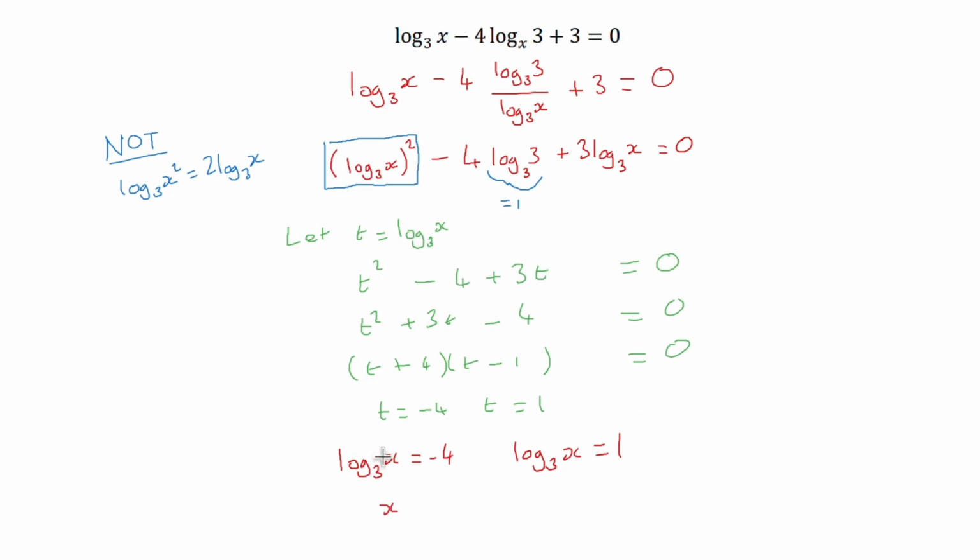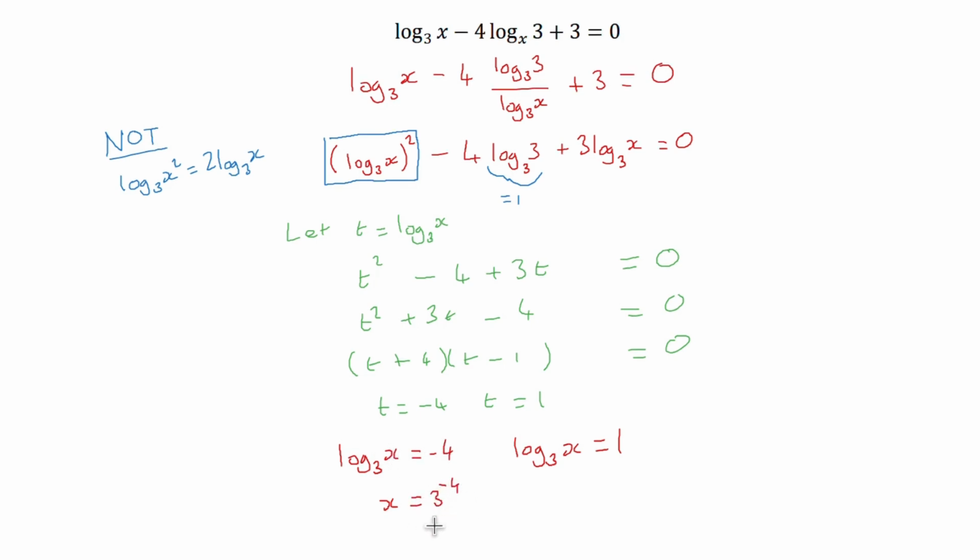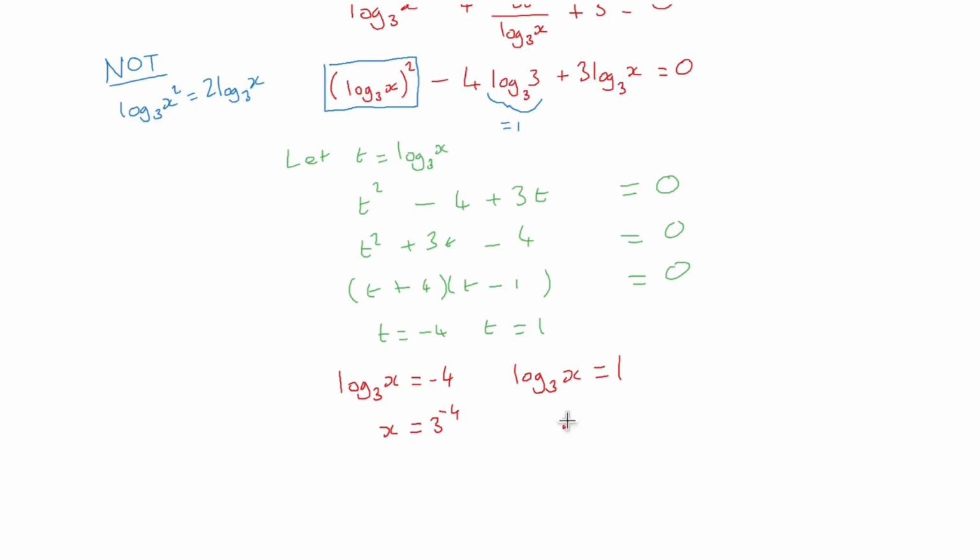Now this is asking 3 to the power of minus 4 is equal to x. So this is x is 3 to the power of minus 4. And this one is 3 to the power of 1 is equal to x. This is 1 over 3 to the power of 4, which is 81, and this is just 3. Two solutions, 1 over 81 and 3.